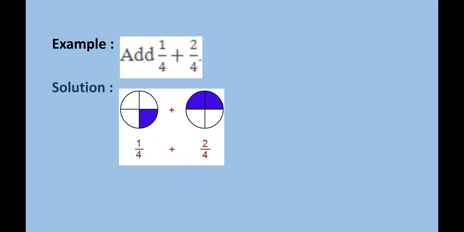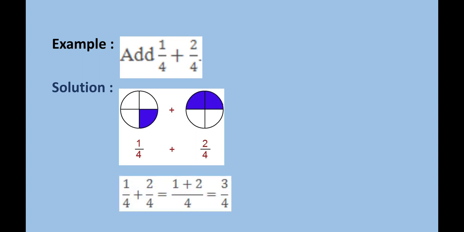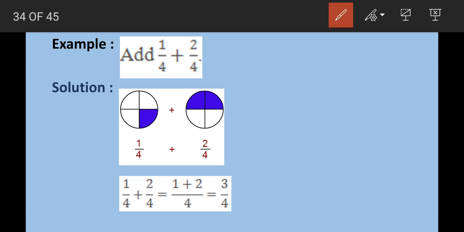You can check with the help of a picture also. Both are divided into 4 equal parts, so we can say that they are like fractions. So in this way we add the numerators. Here it is 1 plus 2, so we get 3, so 3 by 4, keeping the denominator the same. Clear? In this way you just add the numerators. So 1 plus 2 is 3. Okay.